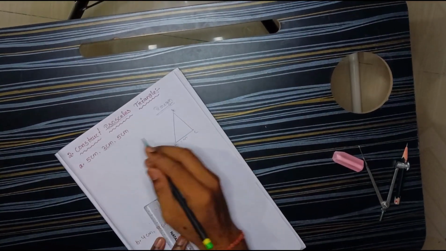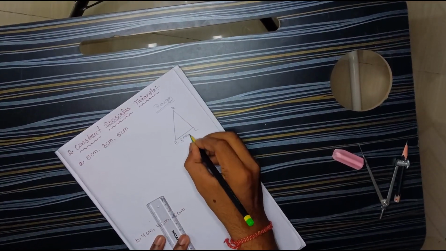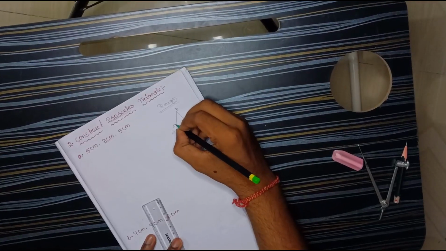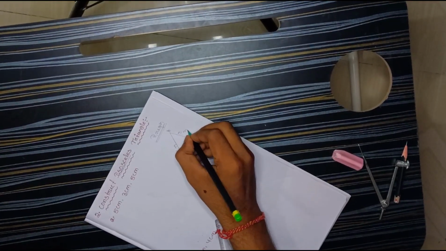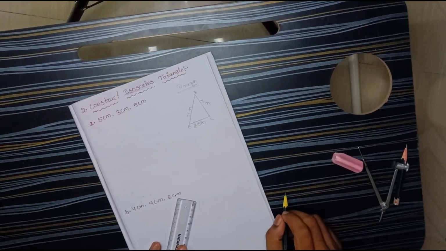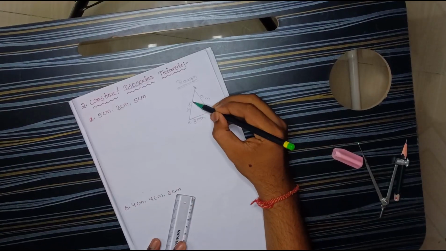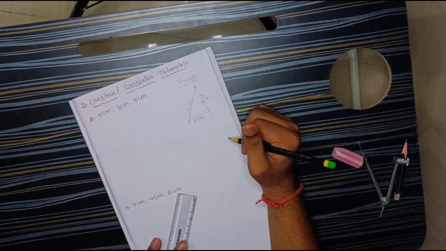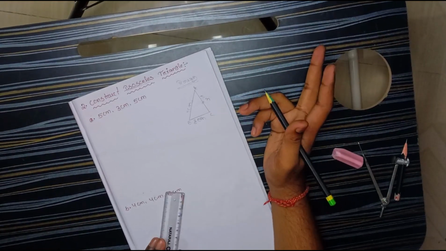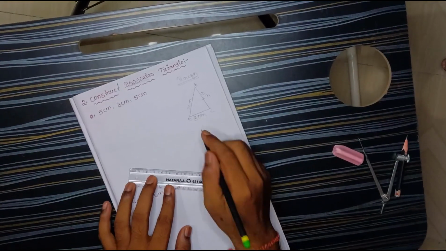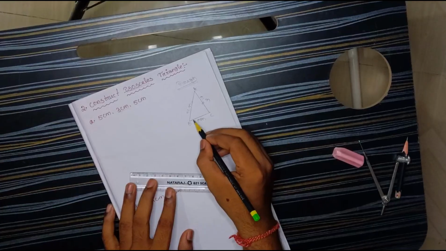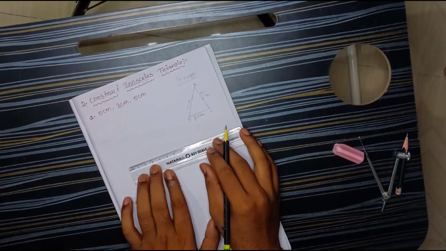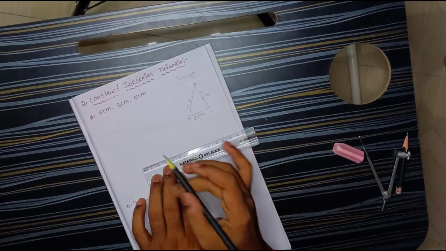So BC is 3 centimeter, and these two are 5 centimeter and 5 centimeter. Means in this triangle, we know that AB and AC are equal, whereas BC is not equal. If two sides are equal, then we will say that it is an isosceles triangle. So first we have to make the base one. So base is 3 centimeter.